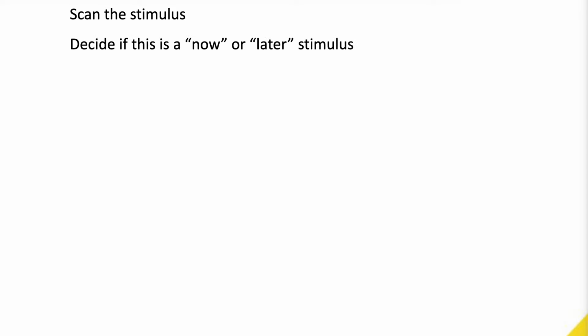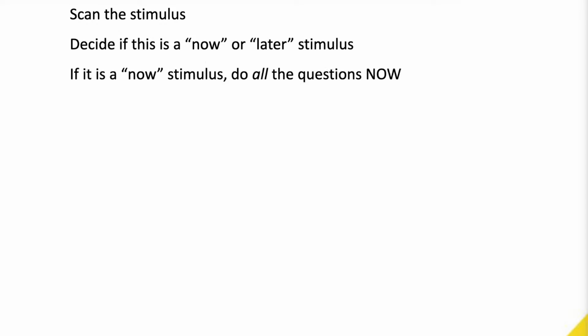So the multiple choice section, what do you want to do? Here I am assuming a paper and pencil test. So if you can't go back, you can't go back. You do them in order then. What you want to do is scan the stimulus and decide as soon as you scan it if this is a now or later stimulus. If this is a now, then do all the questions for that stimulus now. Yeah, there might be some where you say, I don't know. Take your best guess. It's time to move on. You've got to keep moving here. Doing these 55 questions is tough. So you've got to keep moving.